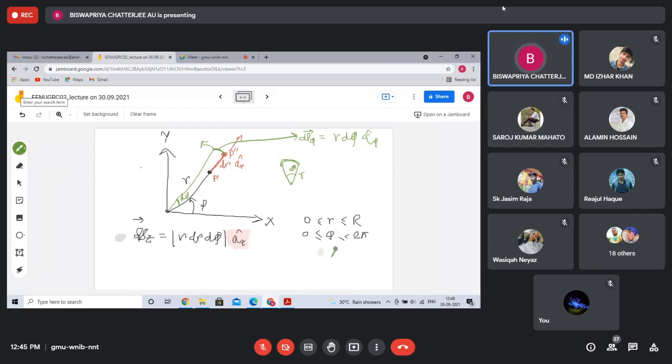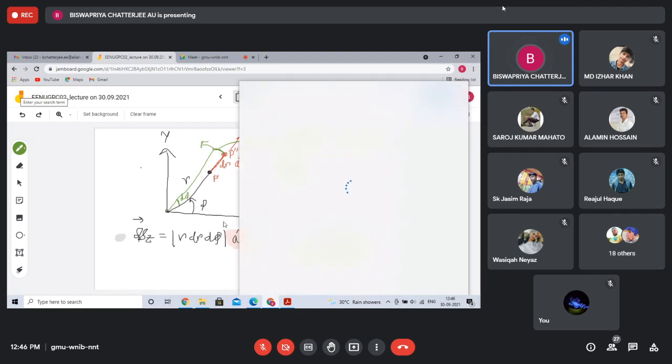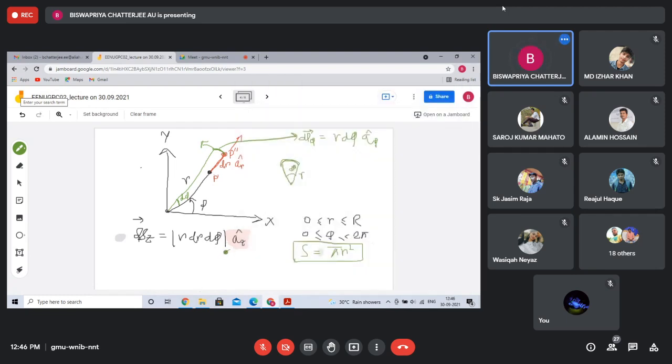What is this pi r square? Can you recognize what is pi r square? Anybody? The area of the circle. Yes sir. Area of the circle. So you see, everything can be derived from this discussion. In fact, those formulas were derived from here.